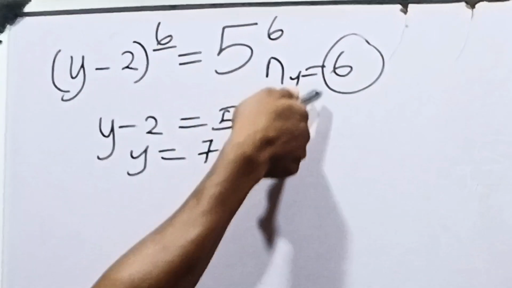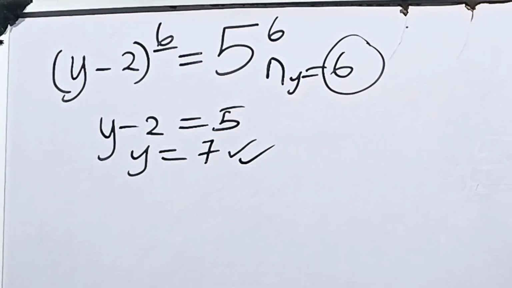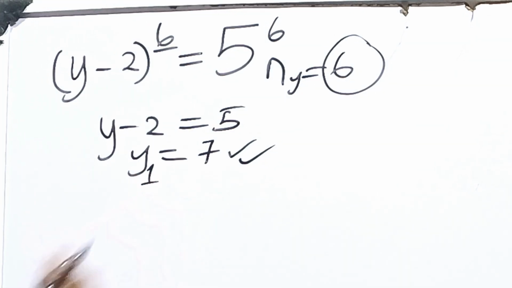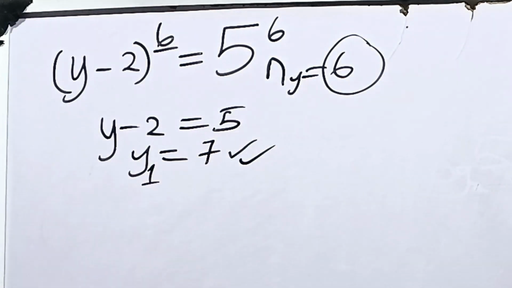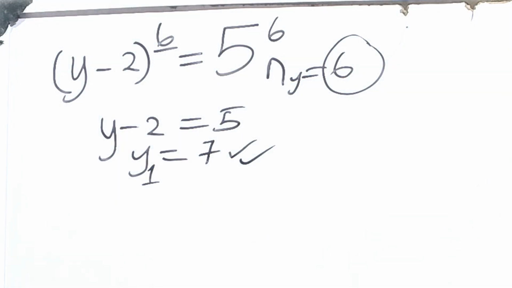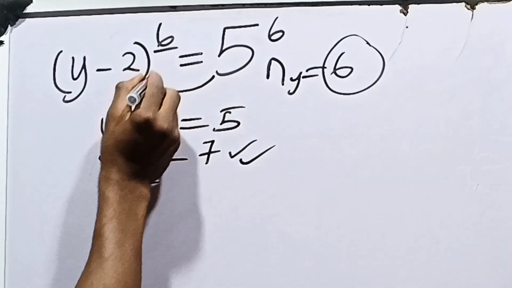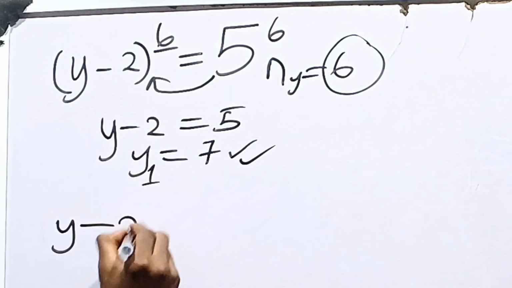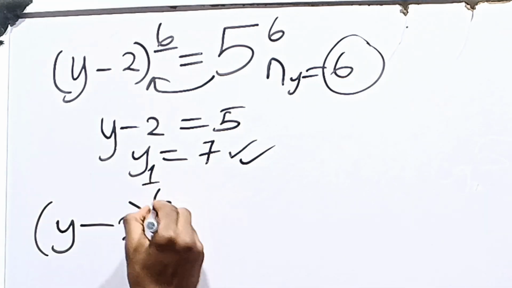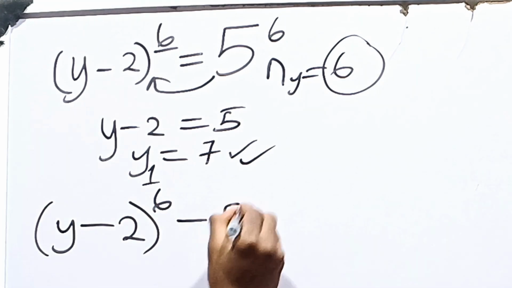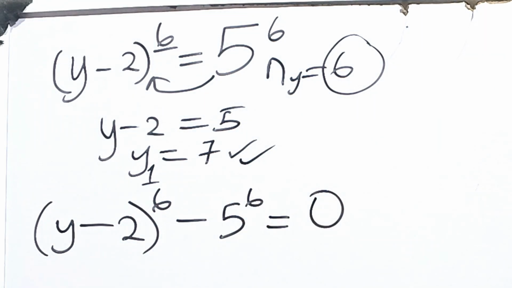So the number of answers for y is 6. That being the case, we call this the y1. The first answer for y is 7. Now, how do we get the answers for y? Let's bring this 5 over to this other side. So we have that y minus 2 raised to the power of 6 will now be minus 5 to the power of 6 to be equal to 0.